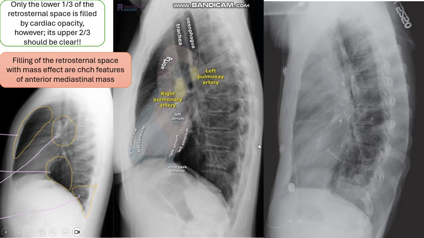So what about this? The lower one-third is seen filled with cardiac opacity, as well as the upper two-thirds. The upper two-thirds of the retrosternal space is filled with opacity, or a soft tissue mass.